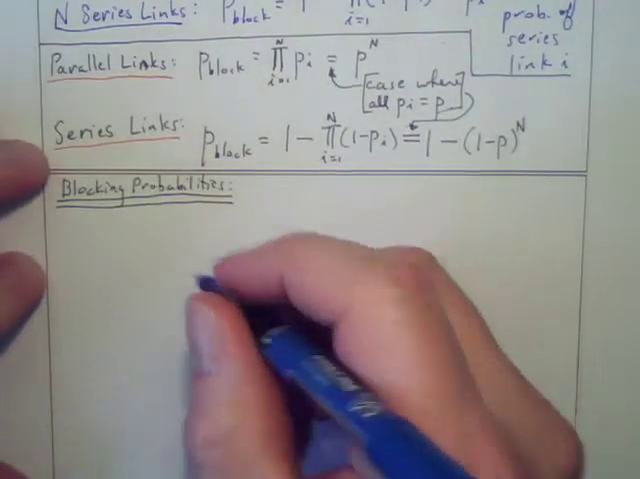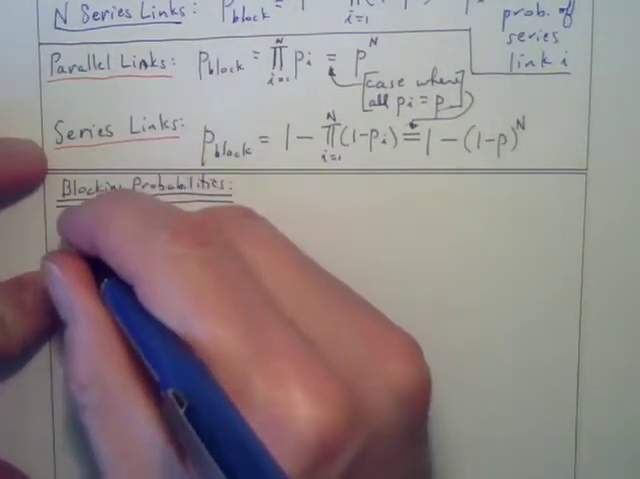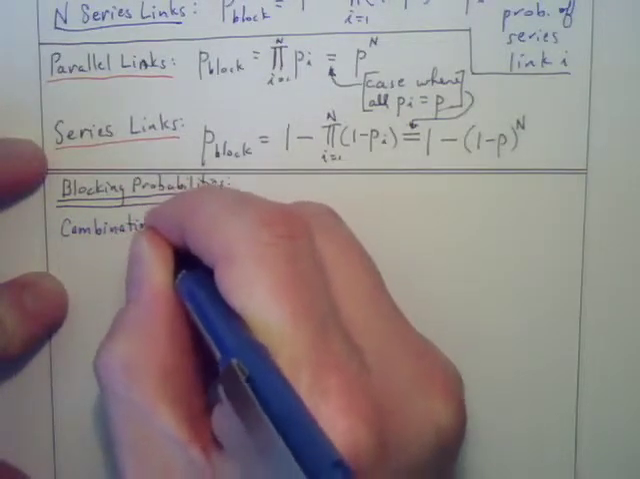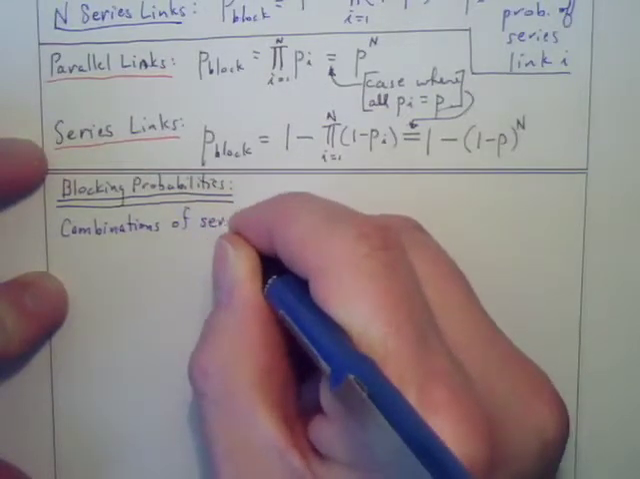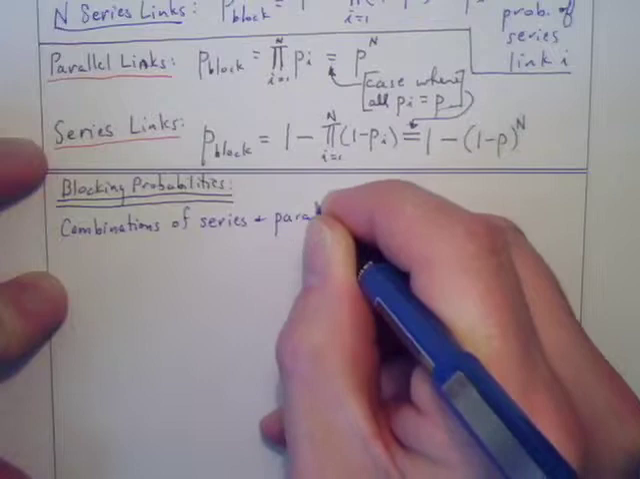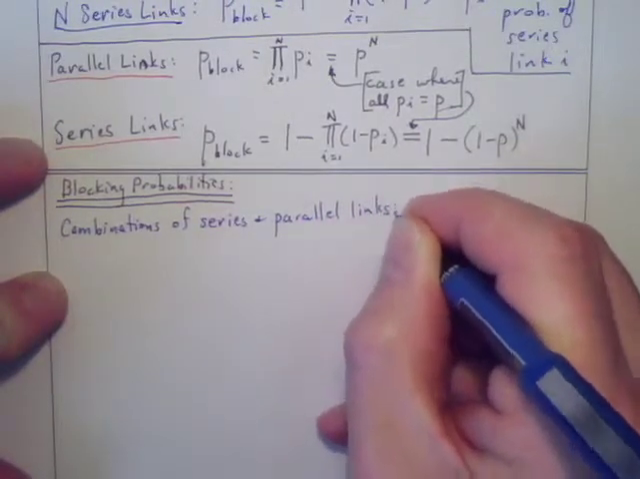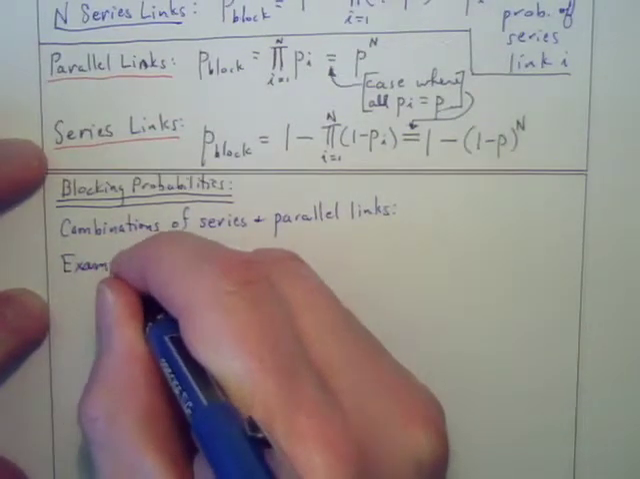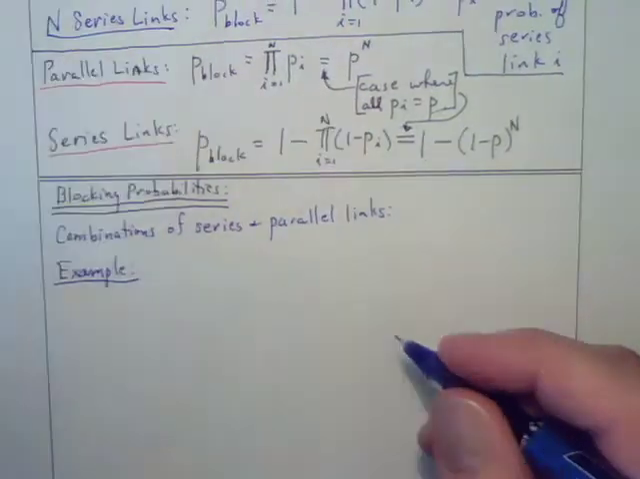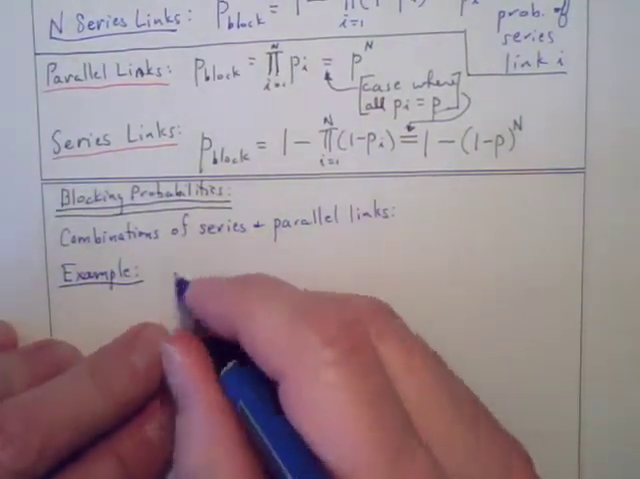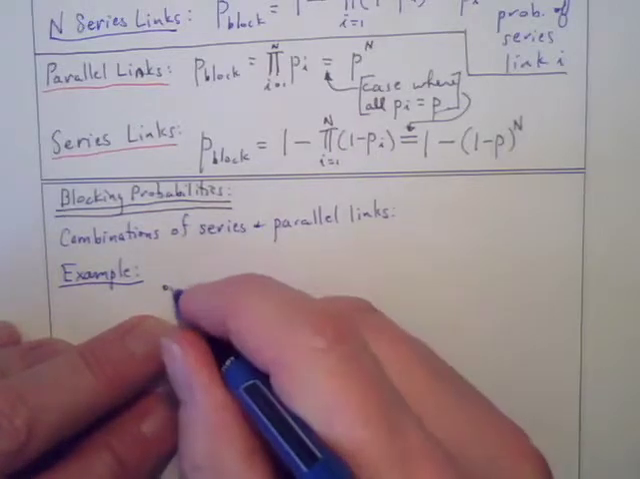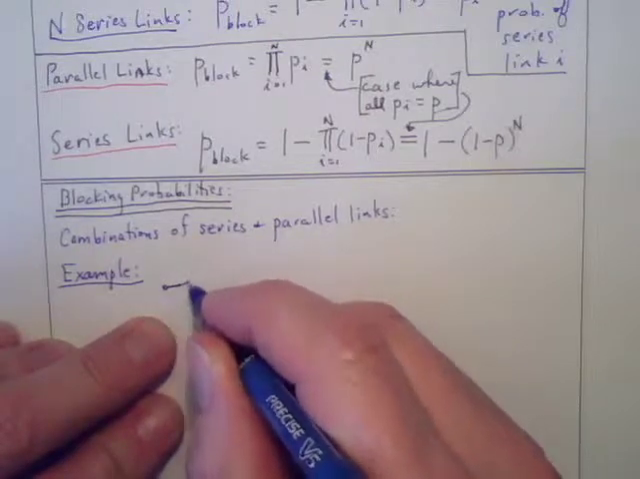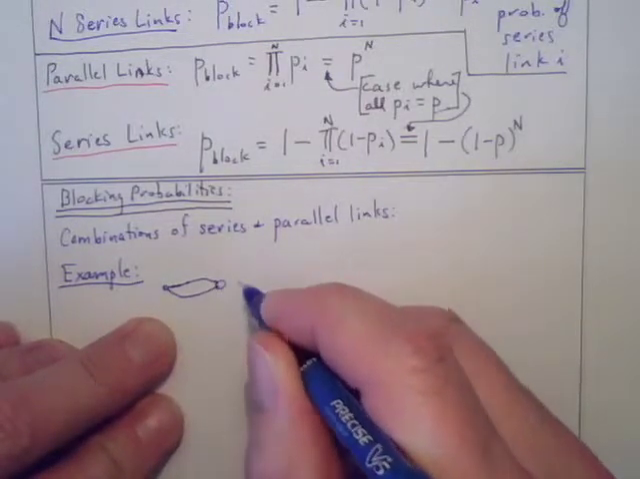So, combinations of series and parallel links. Okay, and I'll just do a couple of examples. Okay, let's take this configuration. Let's take the configuration of two series links where each link in the series is made up of two links in parallel.